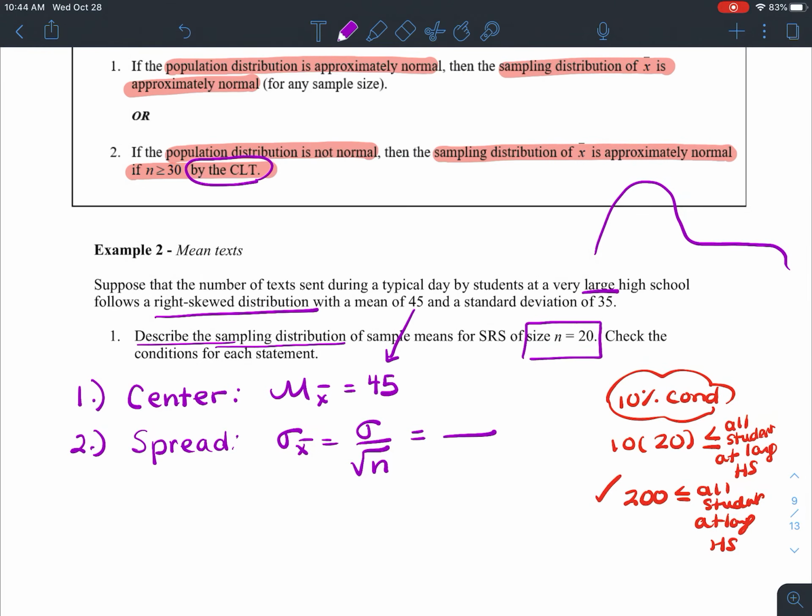Okay? So I'm just going to check that off, and then I'm going to circle back, and I'm going to go ahead and plug in that the population standard deviation is 35, our sample size is 20. That gives me a standard deviation for the sampling distribution to be 7.826, and then we're going to go ahead and look at shape.